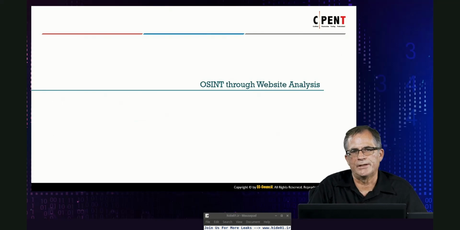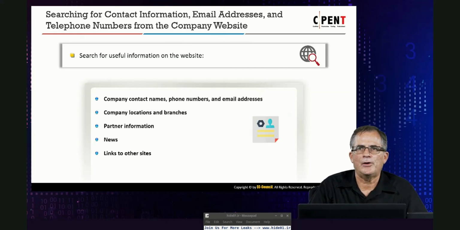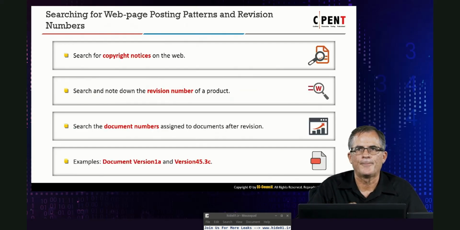So let's talk about OSINT, open source intelligence, through website analysis. So now we're looking at, can we extract contact names, phone numbers, email addresses from the website itself, right? So we start looking, we look for the copyright notices, the revision number, document numbers, versions, those types of things. If we find change logs, we find all these different types of things. Once we find those, we can start leveraging that information to get data.